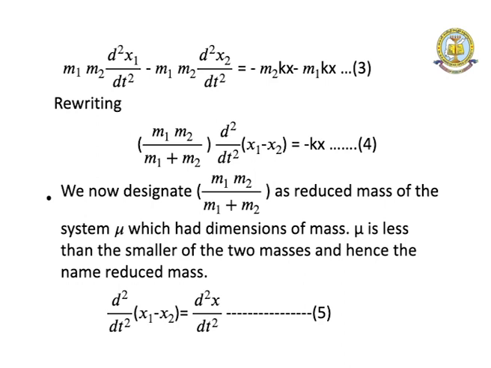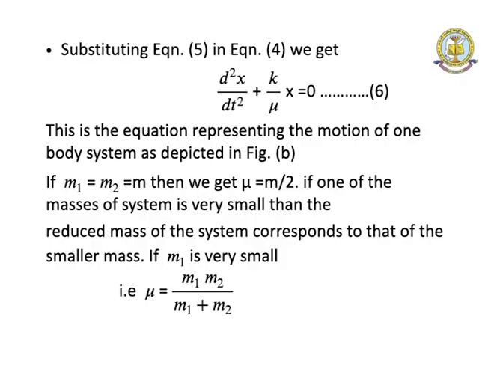Now substituting this value, d square by dt square into x1 minus x2 is equal to d square x by dt square. Now substituting this value, d square x by dt square plus k by nu into x is equal to 0. Observe that m1 m2 by m1 plus m2 is the reduced mass. Nu goes to the other side, so k by nu, and the minus sign becomes plus, so plus k by nu into x is equal to 0. This is the equation of motion of the one body system.